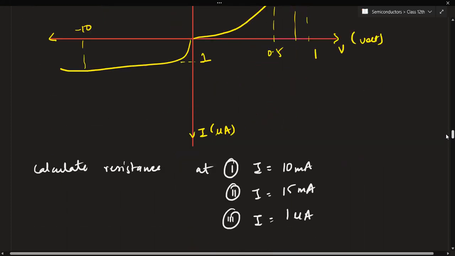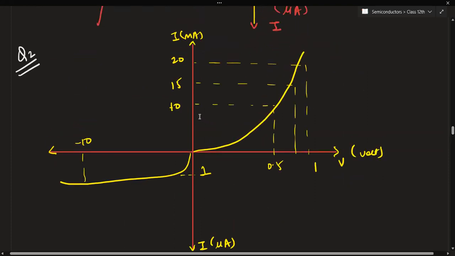Resistance when current is 10 milliampere, resistance when current is 15 milliampere, resistance when current is 1 microampere, so all these things here. 10 milliamperes, 15 milliamperes, and here it is 20 milliamperes, and the question you have 1 microampere, means this part, not this one. So 1 was 10, 20, and 1.